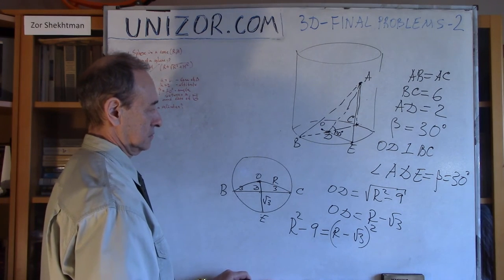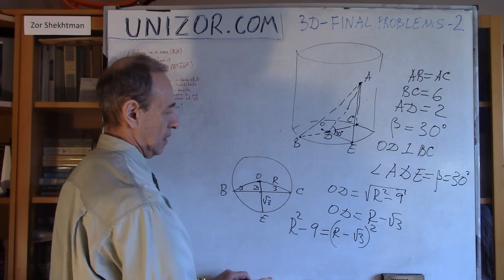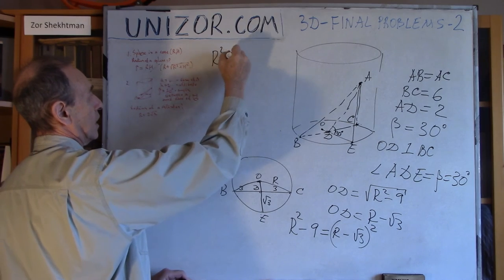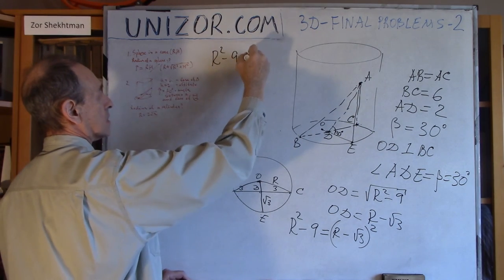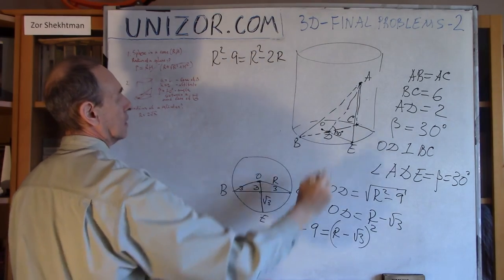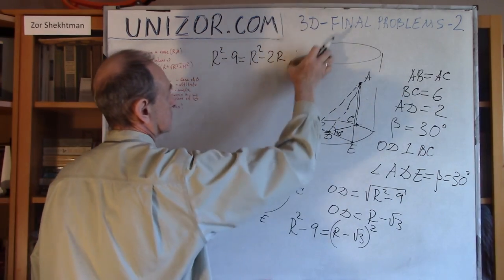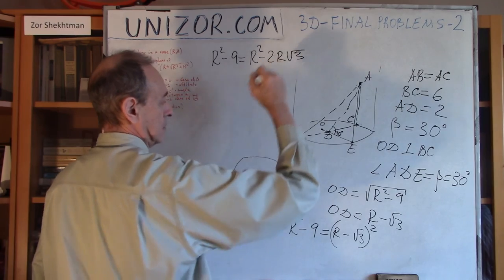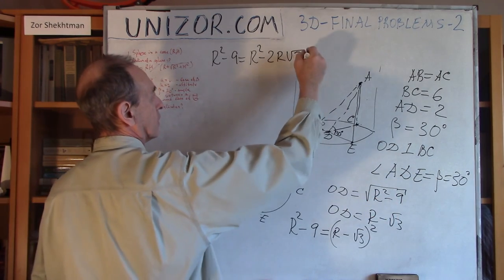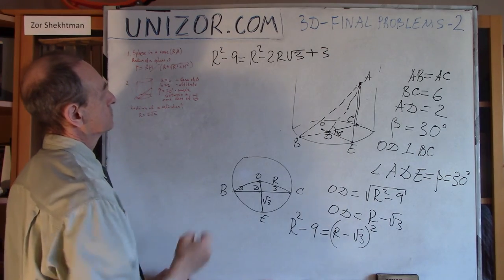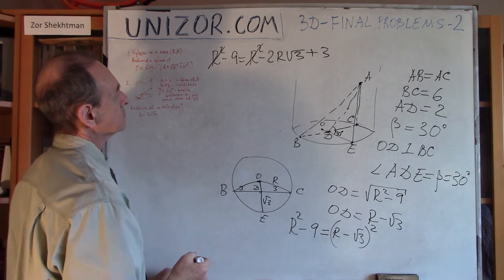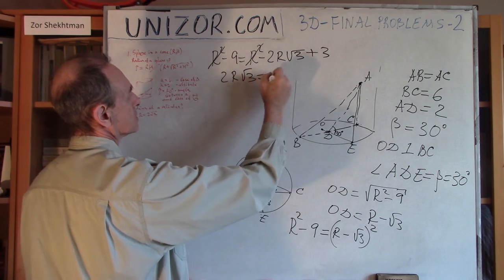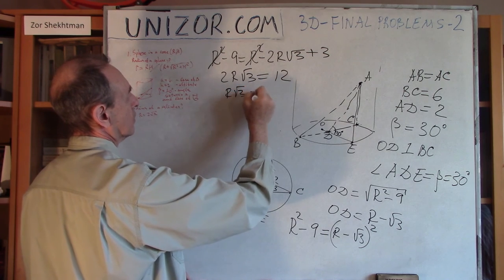I squared both sides. Now, which is what? R² minus 9 is equal to R² minus 2R square root of 3 plus 3, right? R squared is out, so it's 2R square root of 3 equals 12. R square root of 3 is equal to 6.